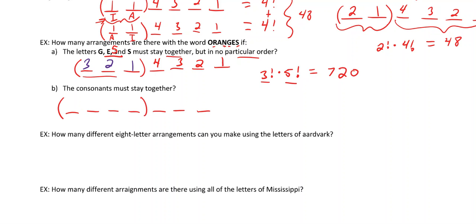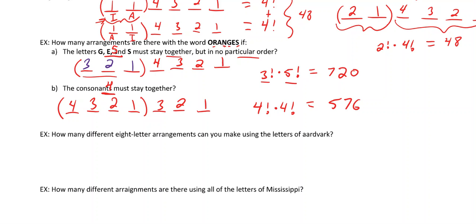And yeah, so there's 4 of those to choose from. So we're going to have 4, 3, 2, 1, right? Those are my consonants. And then again, I'm going to treat this like it's its own little blank here, because this group itself can move. So then this is going to be, well, there's 4 left. So 4, 3, 2, 1. So this would be the same thing as 4 factorial times 4 factorial, which is equal to 576. Okay, next one. So how many different 8-letter arrangements can you make using the letters of Aardvark?